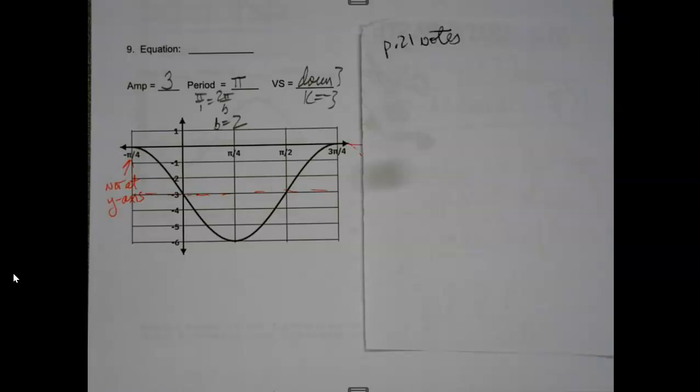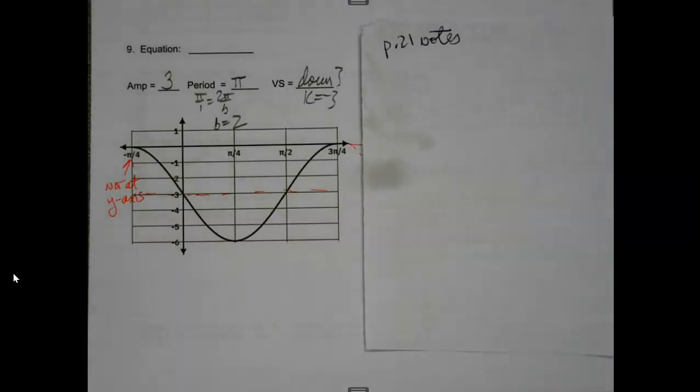The period's still the same. Nothing has changed, except one thing. All the other graphs that we did yesterday all started at the y-axis and just went about their normal business. This one's different because it's shifted. Uh-oh, we've got to do a phase shift. There's not even a line here. Maybe not. So that's why I wanted to touch on this one again.